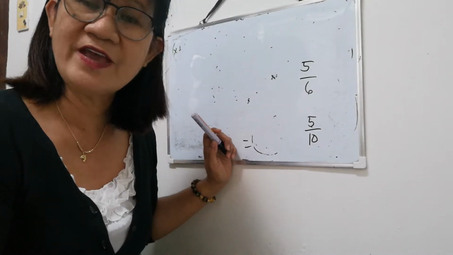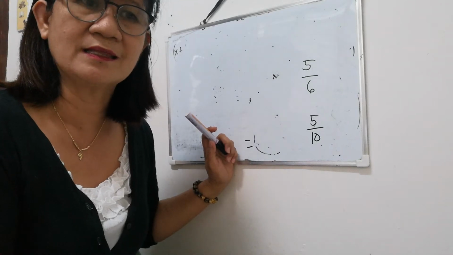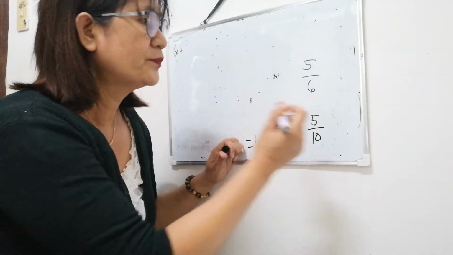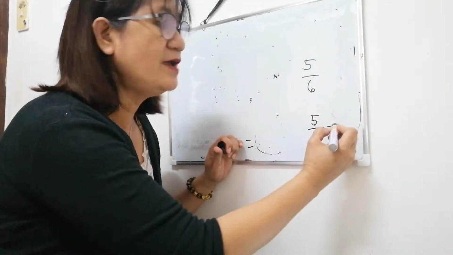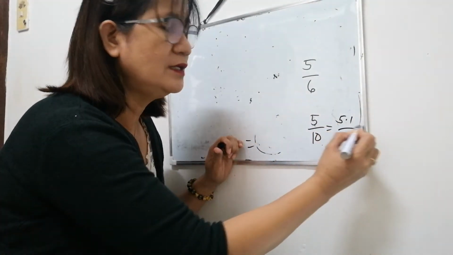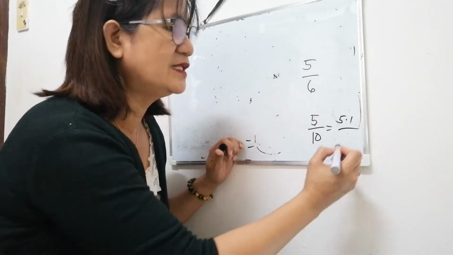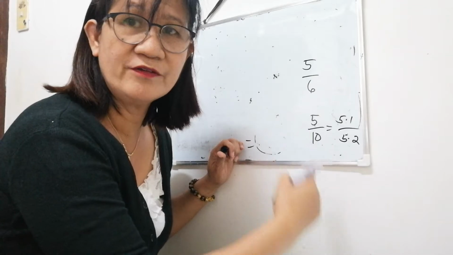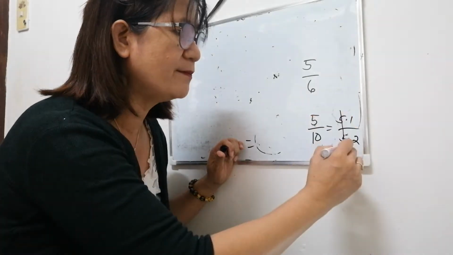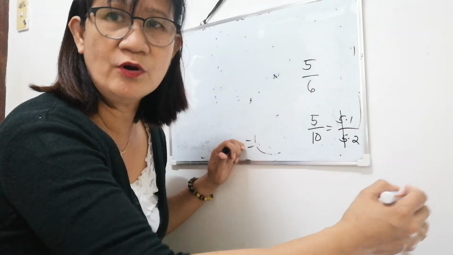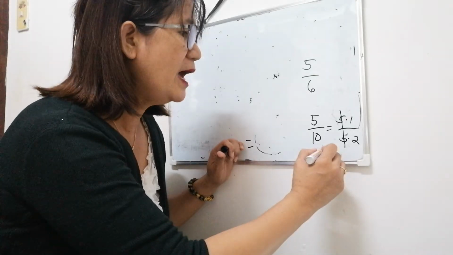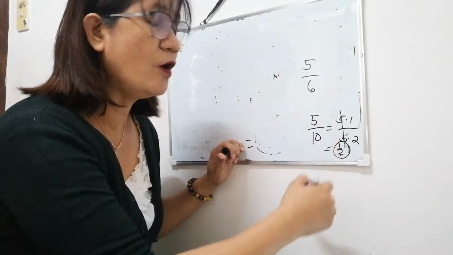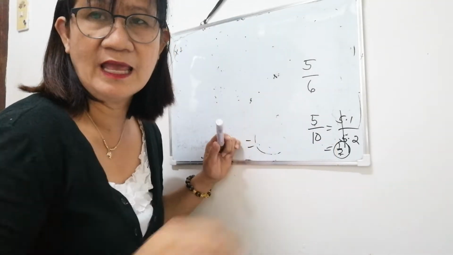Okay, how about if I ask you to simplify it? If I ask you to reduce it, how is it? So you're going to factor 5, that will be 5 times 1. You're going to factor 10, that is 5 times 2. O, di ba mayroon silang common factor and that is equal to 5. So if you remove 5 or if you cancel 5, the answer is 1 half. So 1 half is the simplified form of 5 over 10.